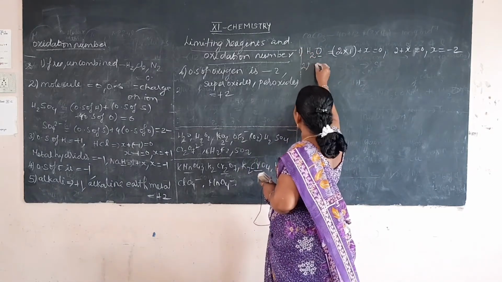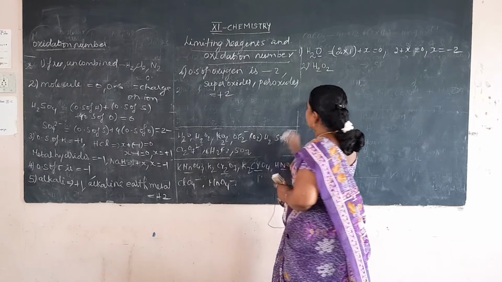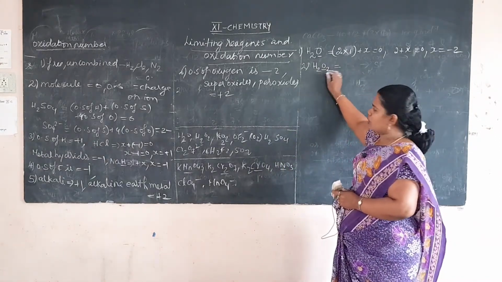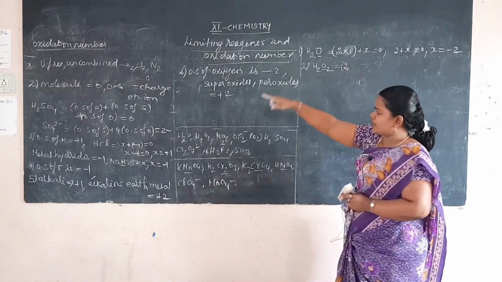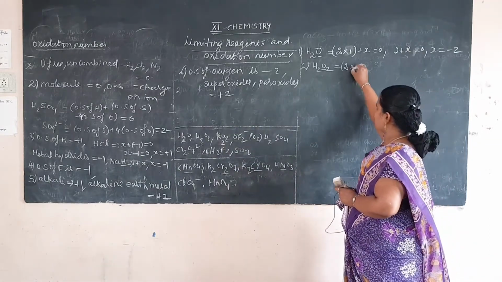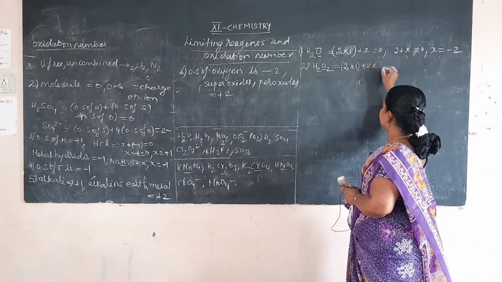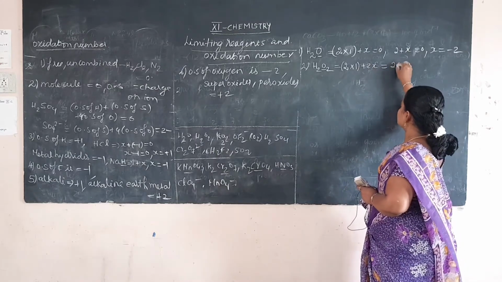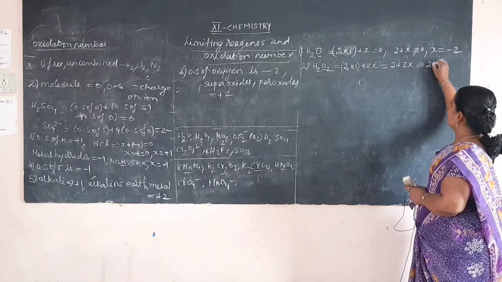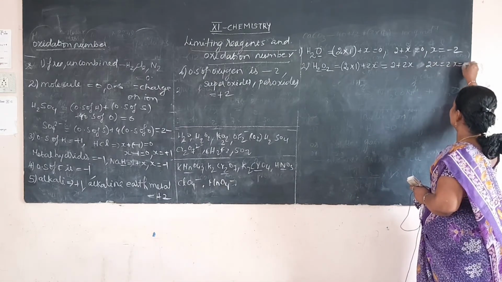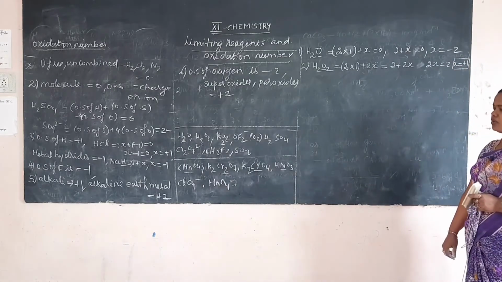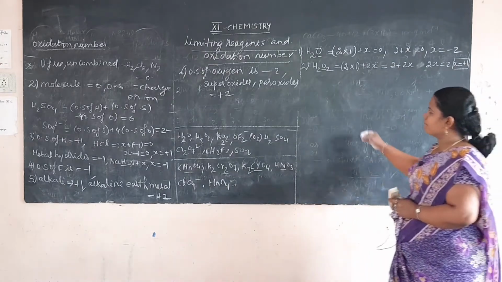Then the second compound, H2O2. We have to find out the oxidation number for O. There are 2 hydrogens, so 2. Already we told that the oxidation number of hydrogen is +1. So 2 into 1 plus 2x equals 2 plus 2x, which equals 0. Then 2x = 2, so x = 1. Okay, 2x = 2, so x = +1.